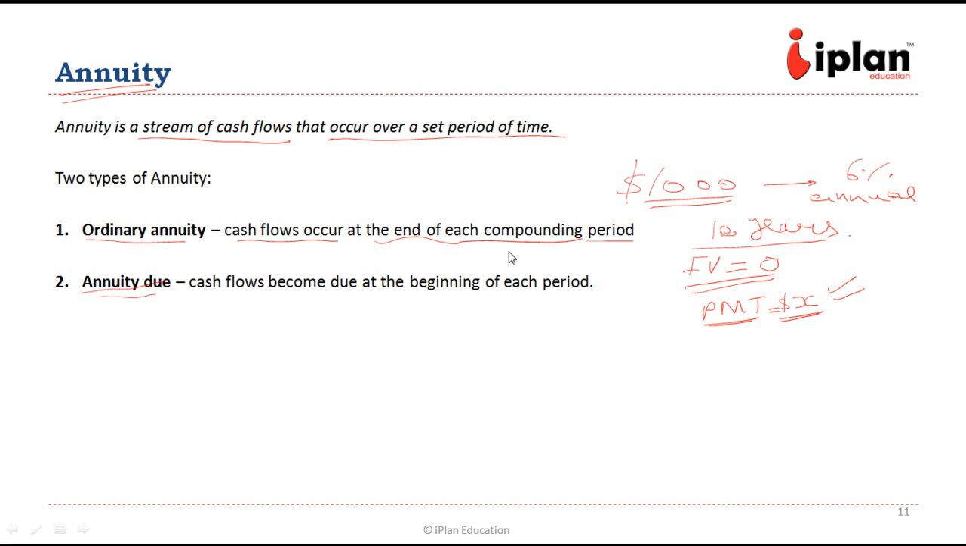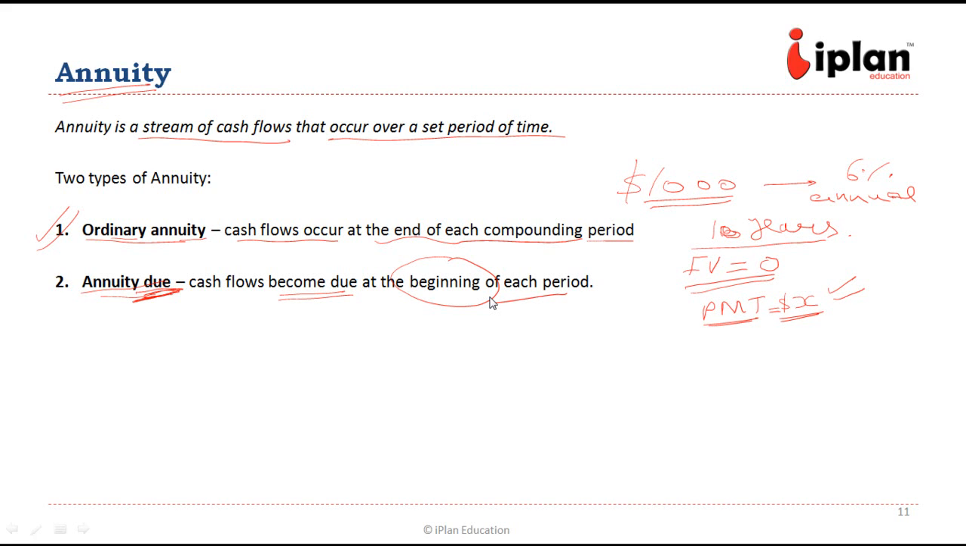The annuity due is again the same idea. The only difference is the cash flow occurs at the beginning of the period instead of the end of every year. If we are getting the payment at the beginning of the year, it becomes an annuity due. So we need to be careful in the question. If nothing is given, we can assume that it is an ordinary annuity. That is, the payment is given at the end of every period. But if it is given as annuity due, we need to consider that the cash flow occurs at the beginning of the period.